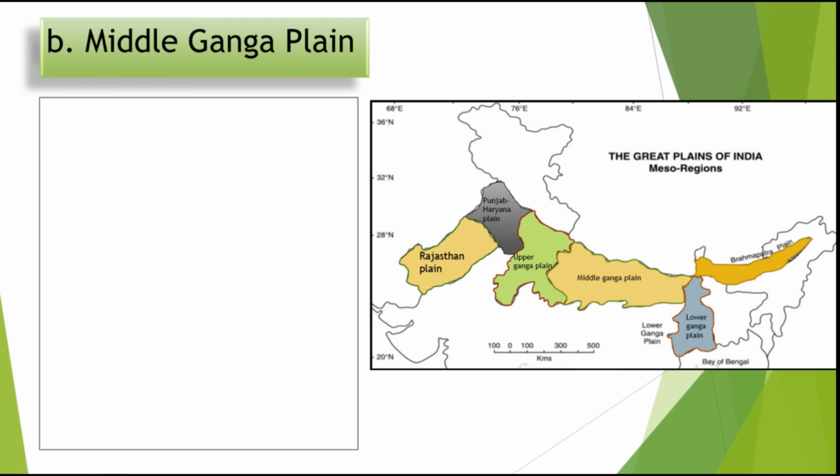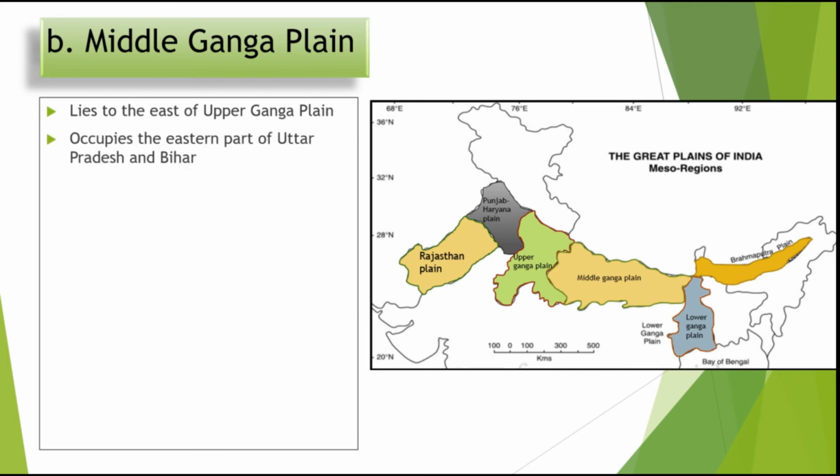The second division of the Ganga plain is the Middle Ganga plain. It lies to the east of the Upper Ganga plain. It occupies the eastern part of Uttar Pradesh and Bihar. This Middle Ganga plain accounts for a total area of about 1.44 lakh square kilometer.